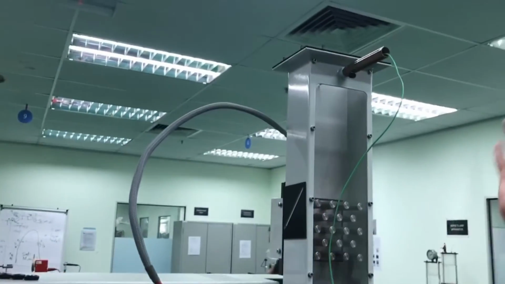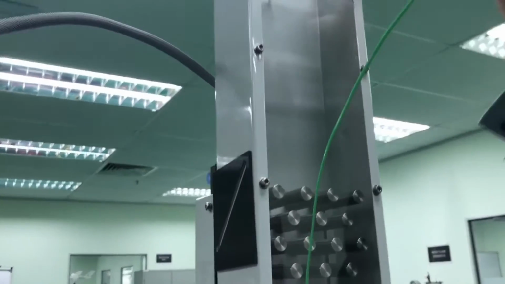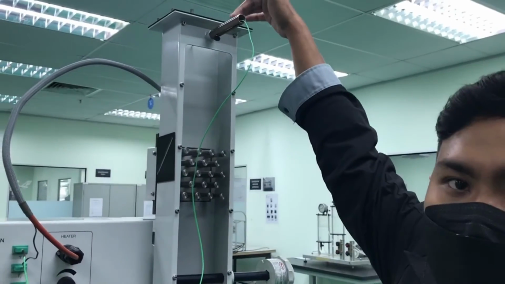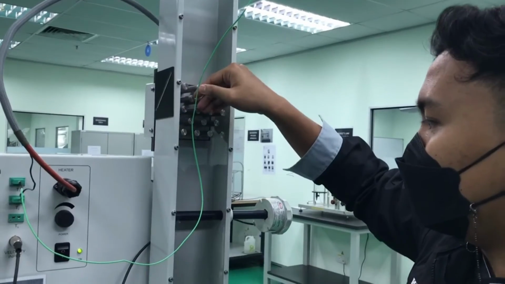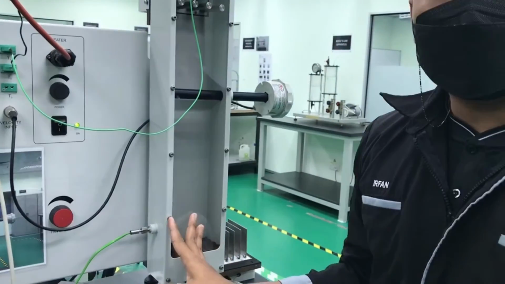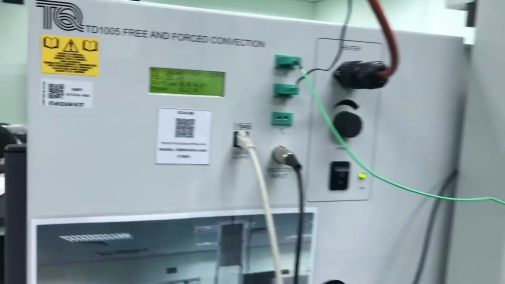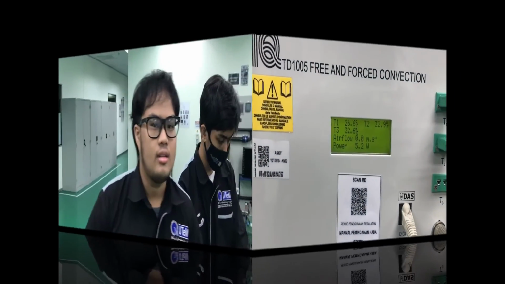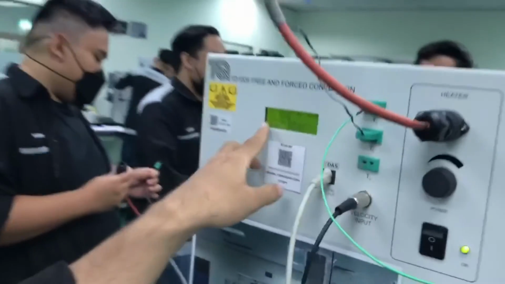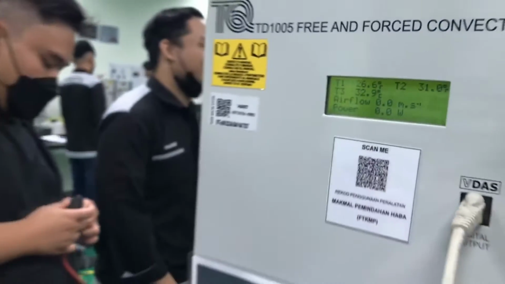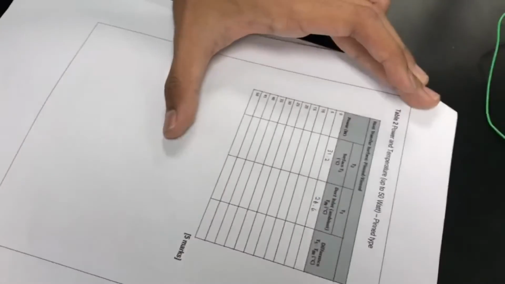Free convection is about no fan, and natural airflow comes in at the top and hits the fin. We wait until the system can detect the data. After we turn on the system, we are going to take the data starting from 0 watt. You can see from here it's 0 watt, until we go to 50, in increments of 5.